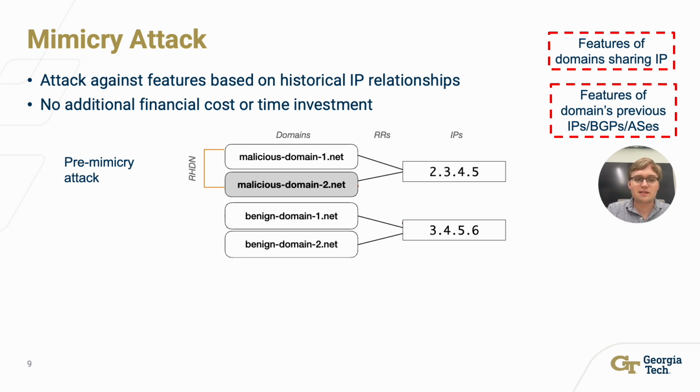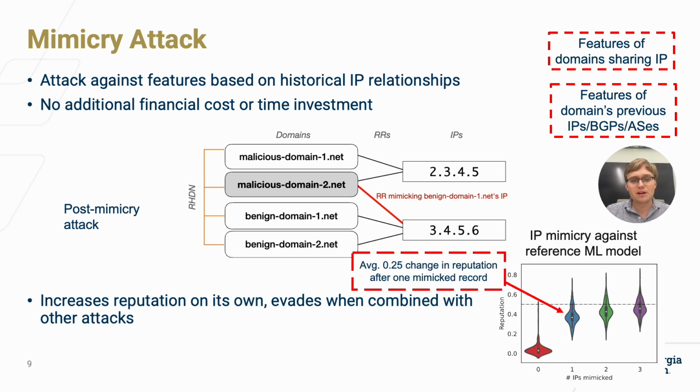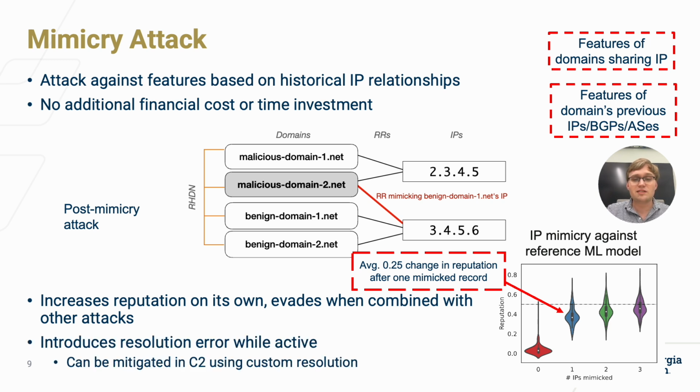The mimicry attack comes into play when the malicious domain becomes pointed at one of the benign IP addresses, which alters the feature distribution for the malicious domain. We find that just by doing this, you can increase the reputation of your domain by 25 points. And when you combine it with other attacks, it is enough to evade the model entirely. This comes at a cost, however, of introducing a small resolution error when it is active.